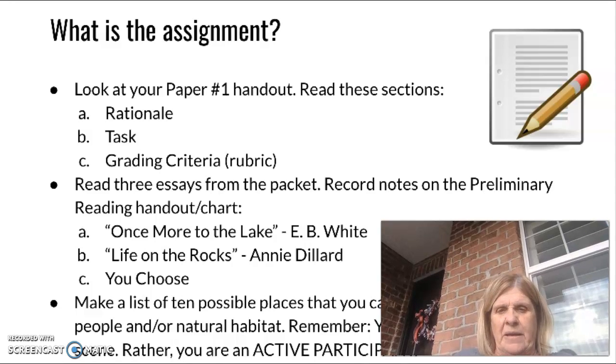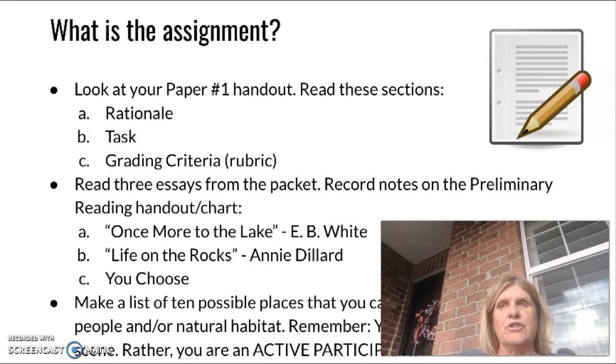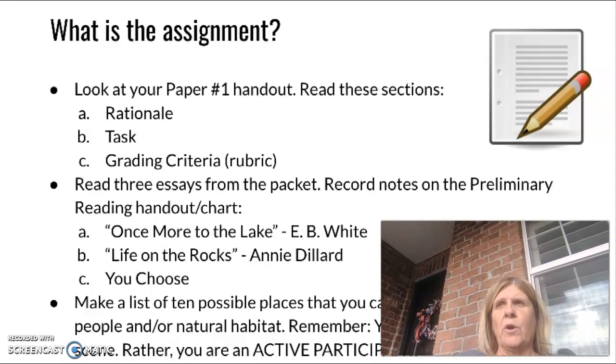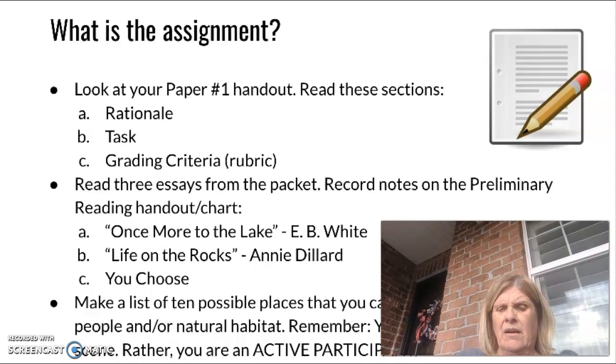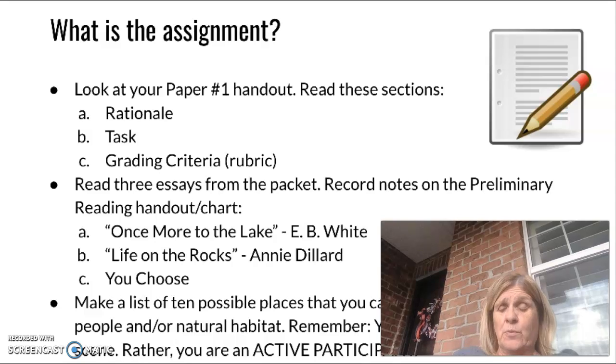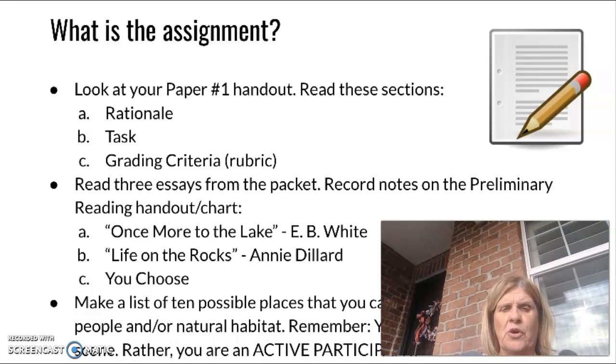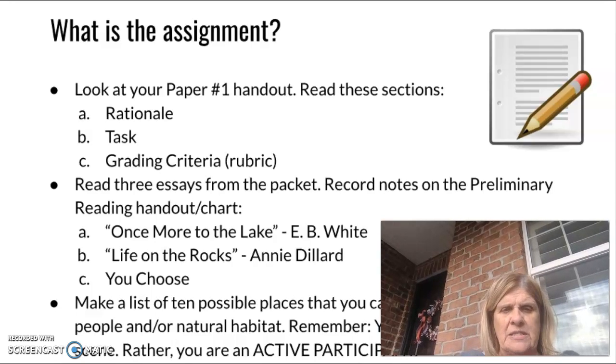When you choose the topic, select some place that allows you to observe people or natural habitat. The first 2 professional essays deal with natural habitat; there are a couple more in the samples that deal with people. Remember that you're not describing a scene, but rather you're an active participant. So you are going to be a part of the essay, and you're going to write it in first person.